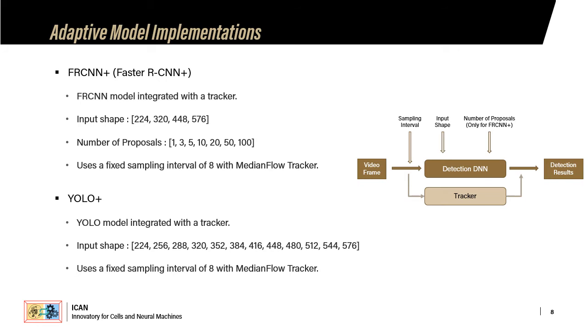FRCNN Plus has 2 tuning knobs, input shape and number of proposals. YOLO Plus, on the other hand, has only the input shape knob due to the fact of not having a region proposal network.